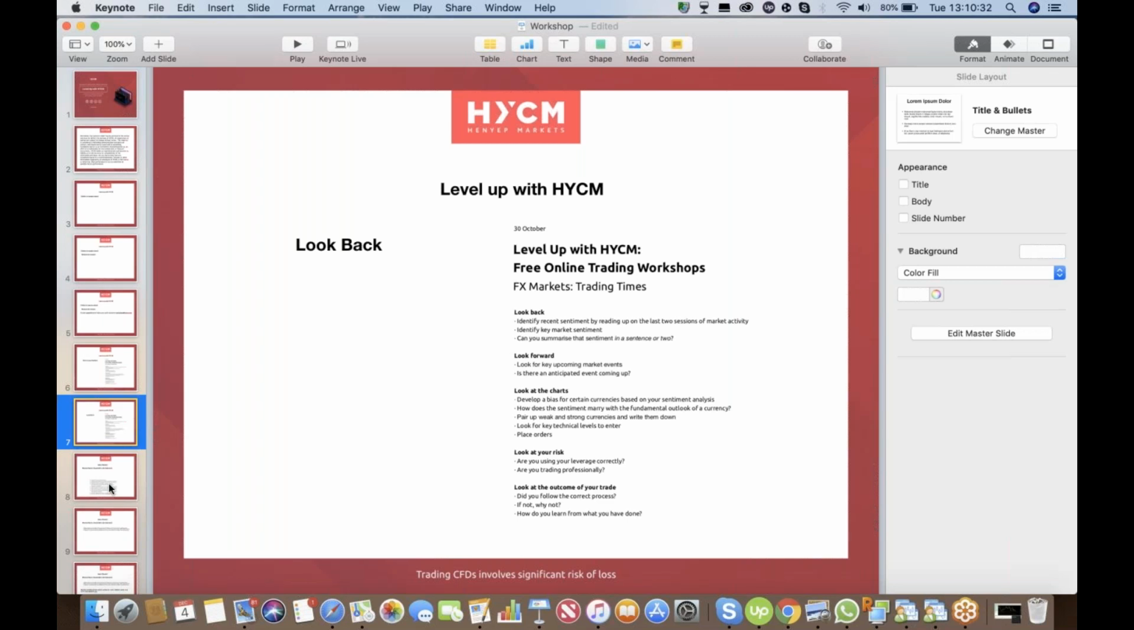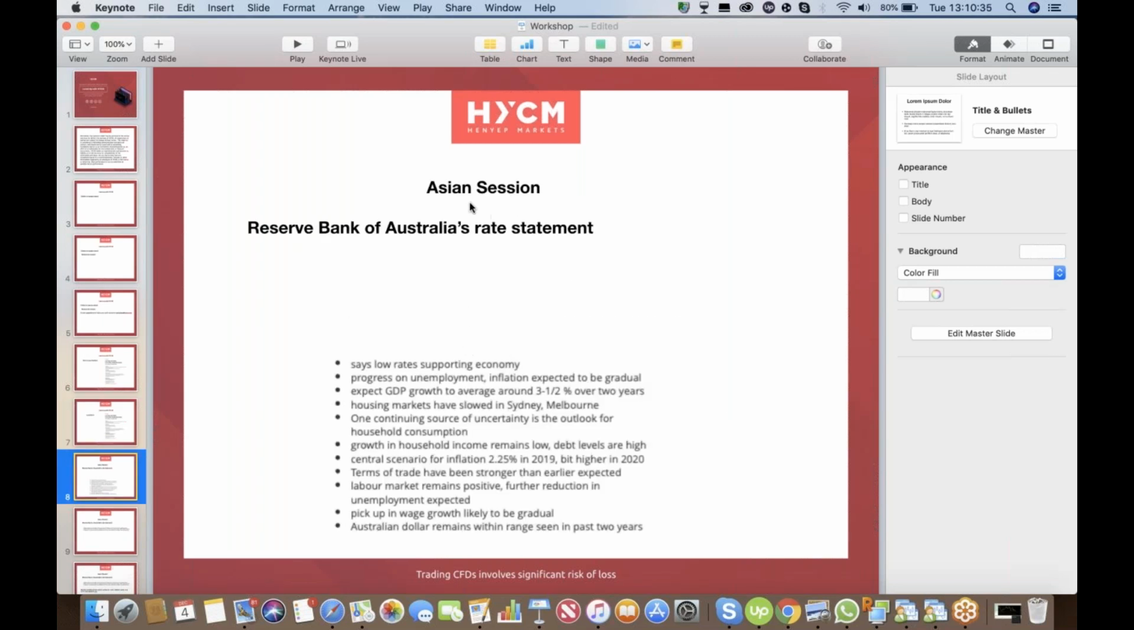So here we go. First of all, let's look here at the Asian session. Okay, so the key data that came out of the Asian session was that the Reserve Bank of Australia had their rate statement. Now, it was widely expected that the Reserve Bank of Australia would keep their interest rates unchanged at 1.5%.